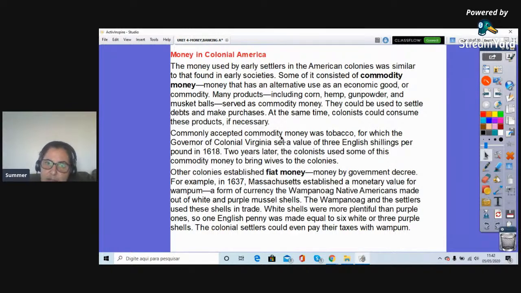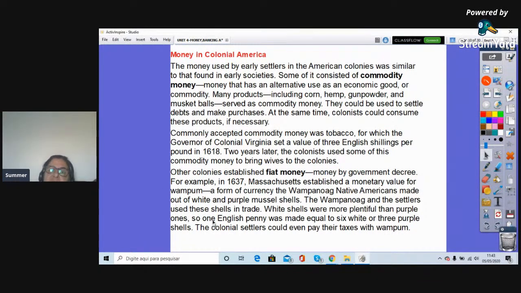Tobacco was also accepted as commodity money. Okay, tobacco was very used at that time. The governor of Virginia set a value, 3 English shillings per pound, in 1618. Two years later, the colonists actually used some of this commodity money to bring wives to the colonies.